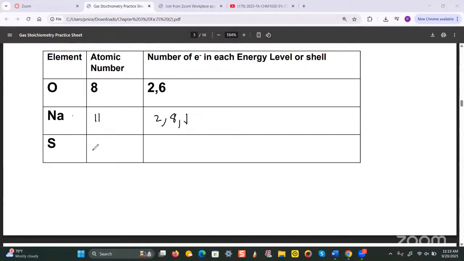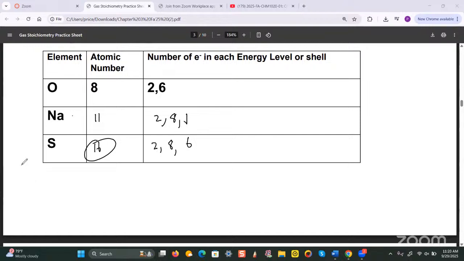What about sulfur? What's the atomic number of sulfur? You have to look it up. 16, okay. So first shell will contain 2. The second shell will contain 8. And then the third shell will contain 6, right? Because remember the total is 16. 2 and 8 is 10. That means that the next shell will contain 6. I'm assuming that you have this written down, right?